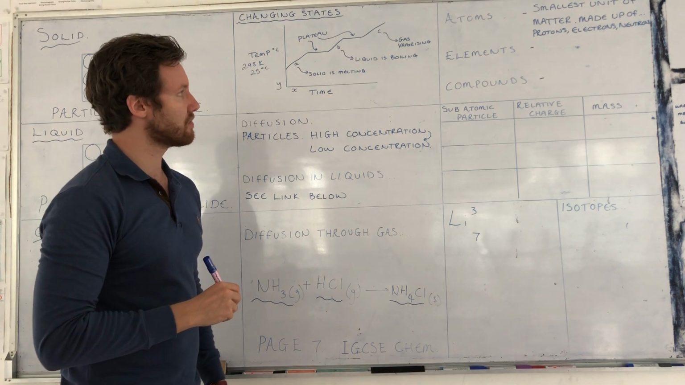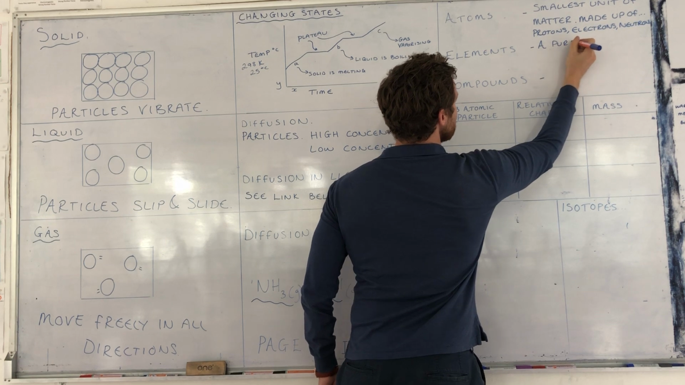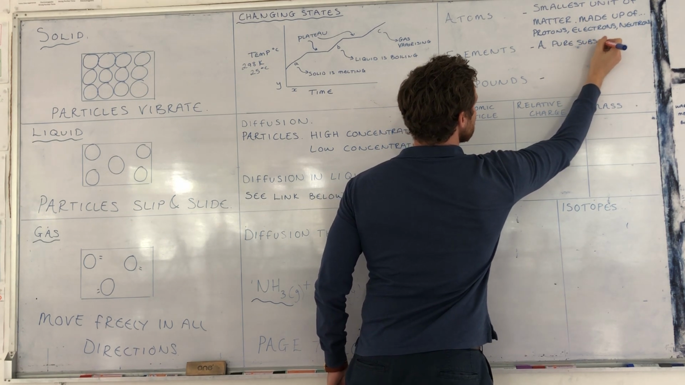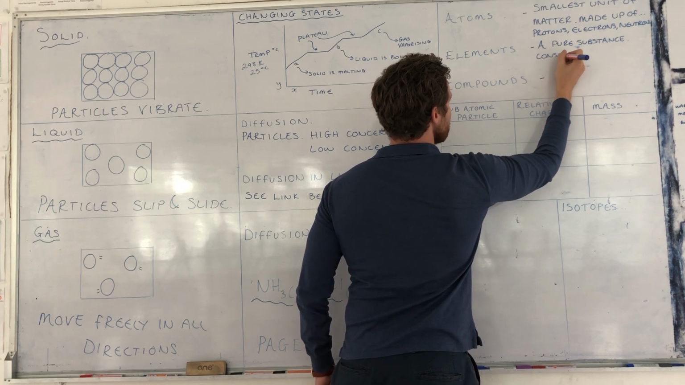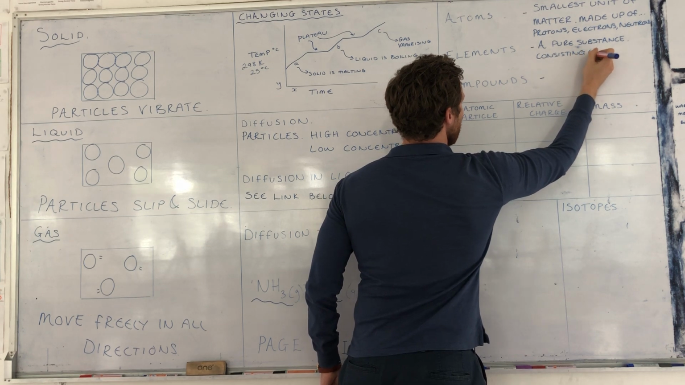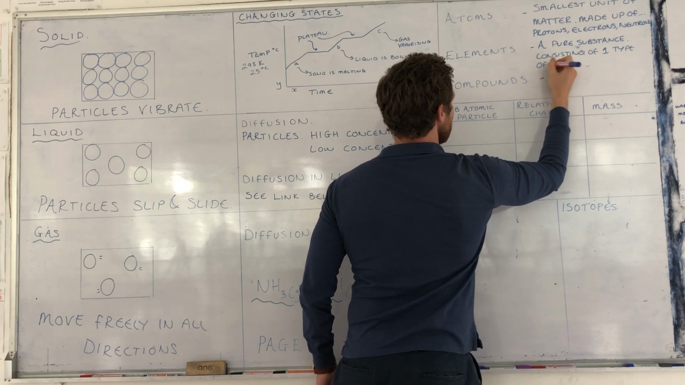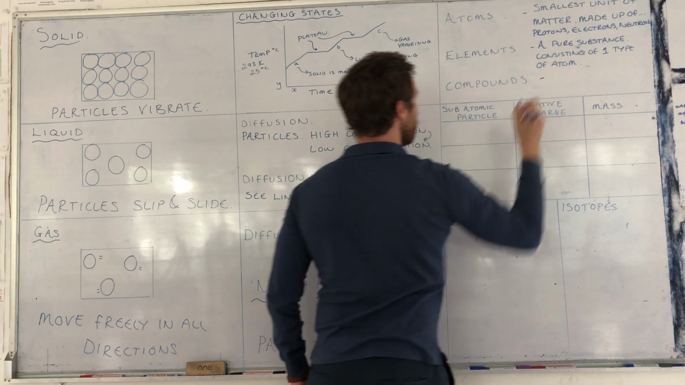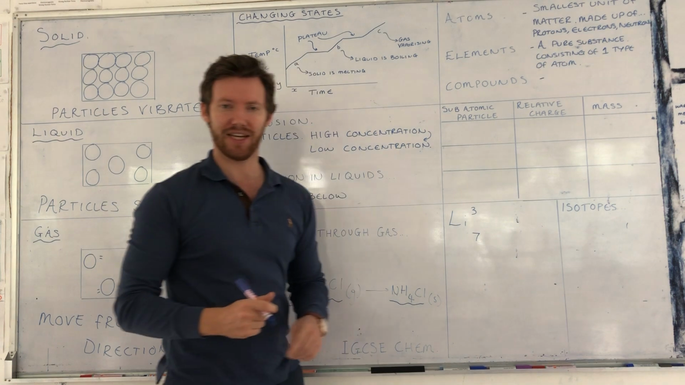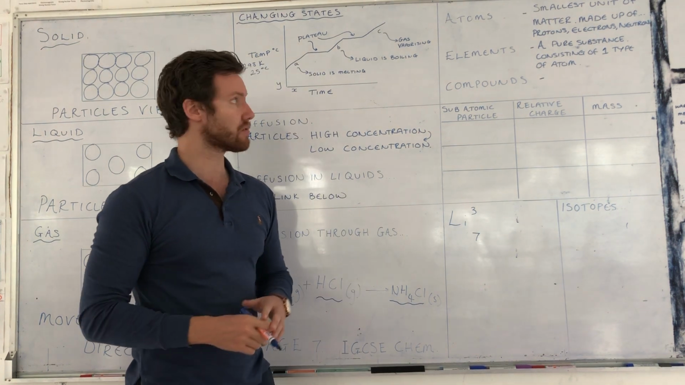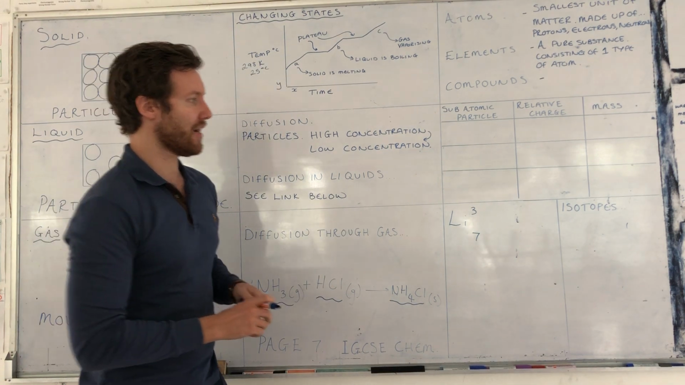All right, elements. Next definition. We say it is a pure substance consisting of one type of atom. What a nice definition. I get that question in your GCSE exam. Just recite this definition here. Wow, really good answer. Elements, we find them in the periodic table, the periodic table of elements.